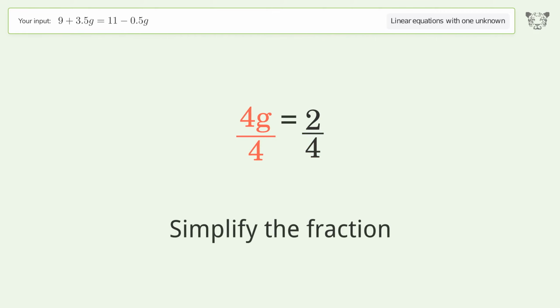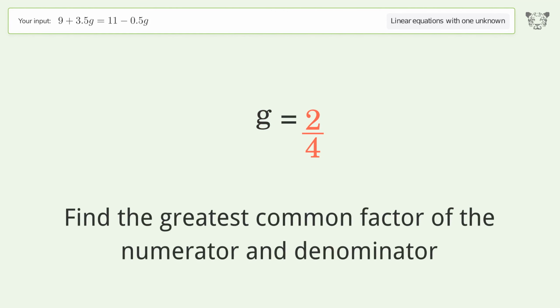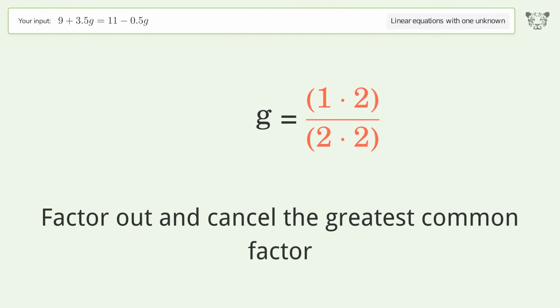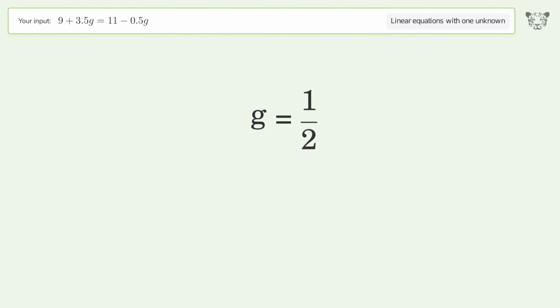Simplify the fraction. Find the greatest common factor of the numerator and denominator. Factor out and cancel the greatest common factor. And so the final result is g equals 1 over 2.